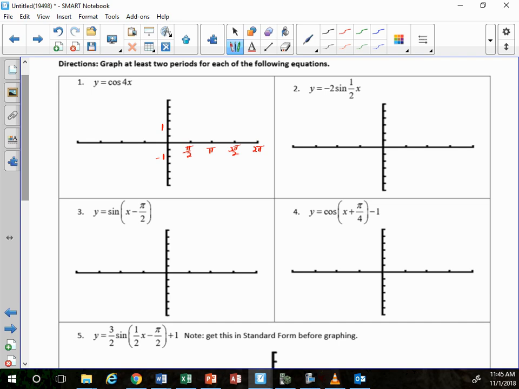Okay, the b is 4, so let's think about what that makes the period. Because we know the period is equal to 2 pi over b. And in this case, our b is 4. So 2 pi over 4 is going to equal the period. So what is the period? Pi over 2.